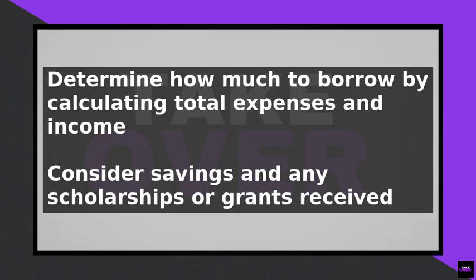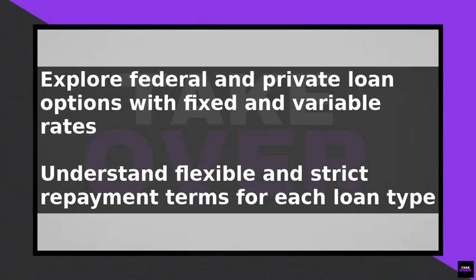Next, explore your loan options. There are two main types of loans: federal loans and private loans. Federal loans are offered by the government and have fixed interest rates and flexible repayment terms. Private loans are offered by banks, credit unions, and other lenders, and have variable interest rates and stricter repayment terms.